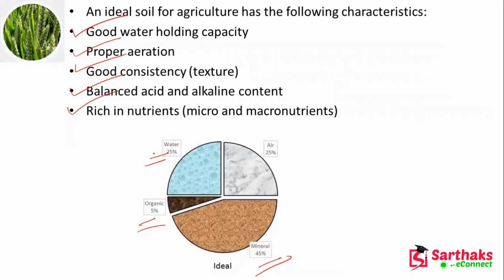Always we know that the balanced alkaline or acidic content should be there. If the soil is too acidic, the crop root can be damaged, or if it is too alkaline, the crop root may be damaged, or the growth of the crop will not be good enough. So it will be very difficult for us to cultivate the crop in that type of soil. And this should be rich in nutrients like micro and macronutrients.